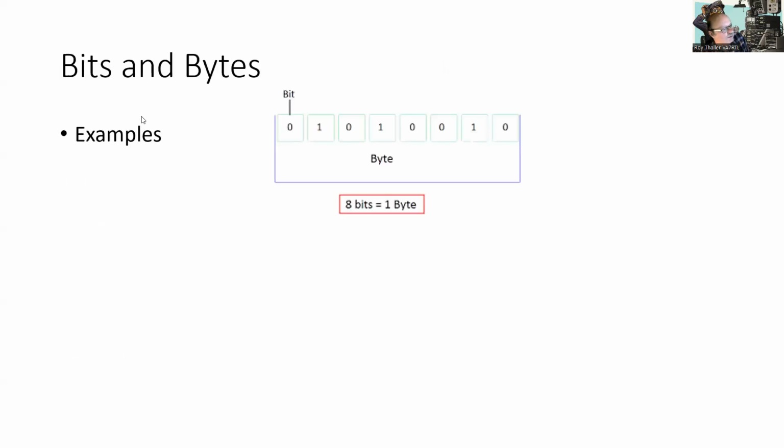And then a new term has come out. So each one of these is a bit. Sometimes they talk about bits, and sometimes they talk about bytes. And 8 bits equals 1 byte.